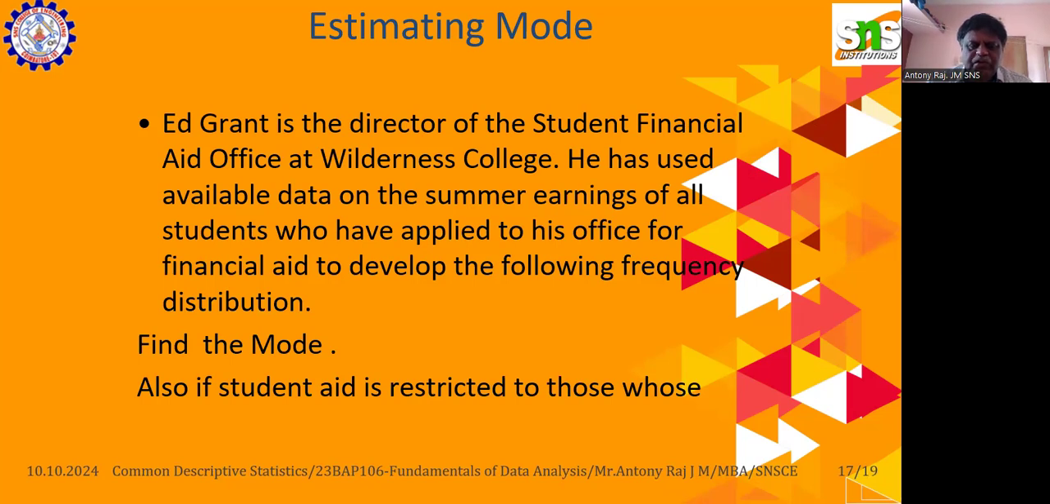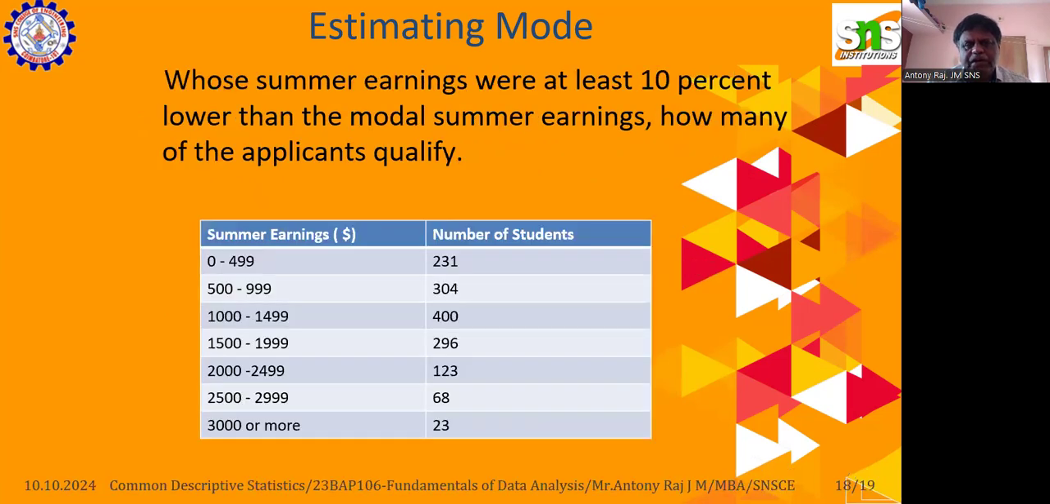Once we find the mode, there is also one more decision based on it. If student aid is restricted to those whose summer earnings were less than 10% lower than the modal summer earnings, how many of the applicants actually qualify? Summer earnings are given in terms of various class intervals and the number of students. So here also we can find the mode.